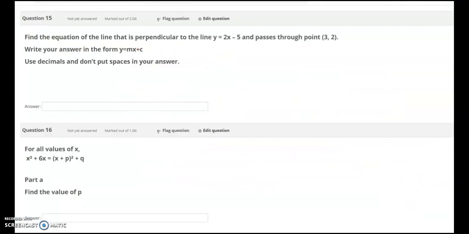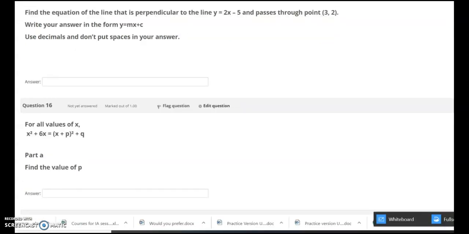In question number 15, we've got to find the equation of the line that is perpendicular to the line y equals 2x minus 5 and passes through point (3, 2). Write your answer in the form y equals mx plus c. Use decimals and don't put spaces in your answer. So we need to find the gradient and the y-intercept. To find the gradient, we'll use the equation of this line.